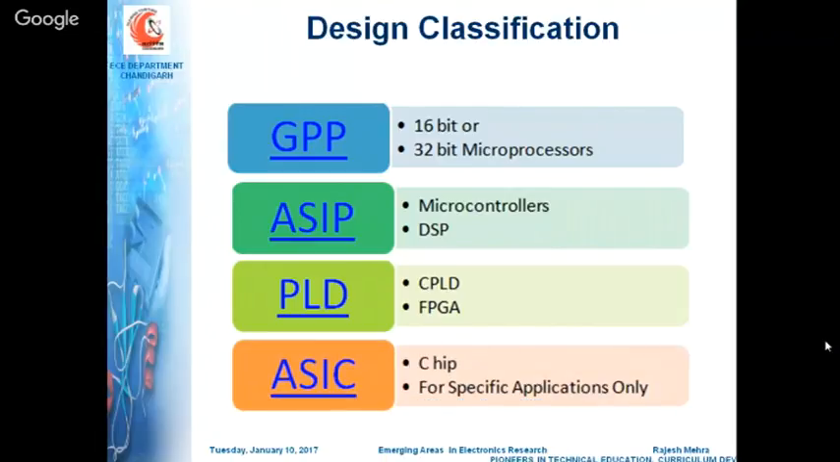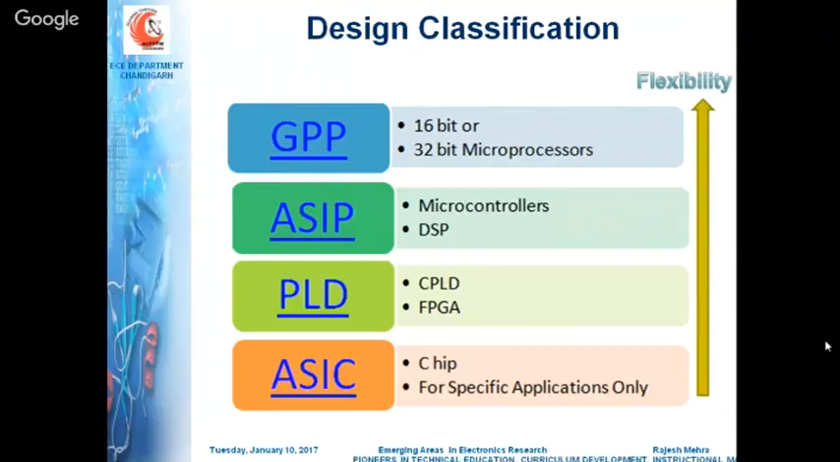Then ASICs, application specific integrated chips. These are used for specific applications, meaning you design some chip and that chip is going to work for that particular application. You can't use that chip for any other application. ASIC means it is application specific. You have to use it for that particular application. So these are four major areas. You can work on any one of these areas depending upon the tool available with you, whether you are using a simulation tool or an implementation tool.